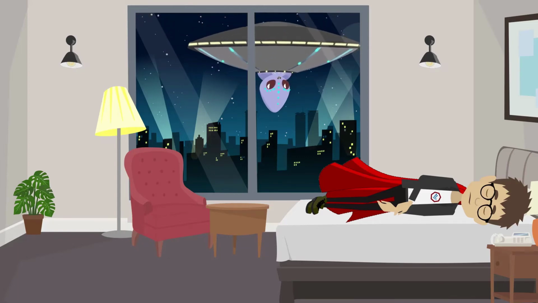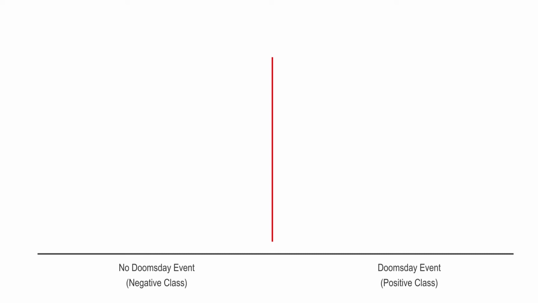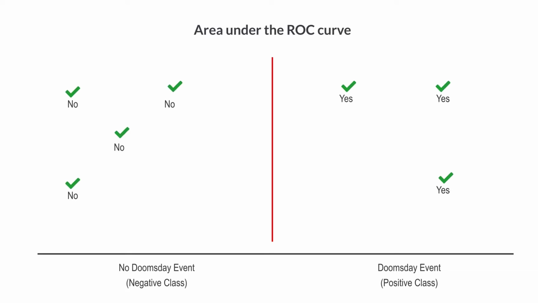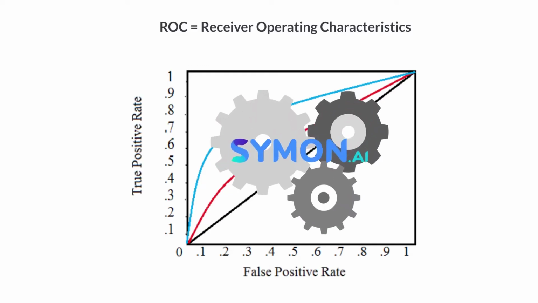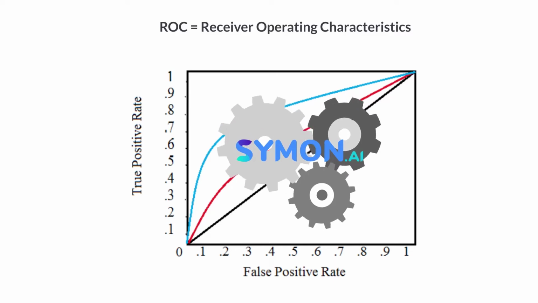That's recall. Now the last score I want to explain to you is called the area under the ROC curve. It tells you how well the model is capable of distinguishing between two classes. For example, how well can the model distinguish between a doomsday event and no doomsday event? ROC stands for Receiver Operating Characteristics and is a graph that shows the true positive rate and the false positive rate. Symon calculates these rates for you.